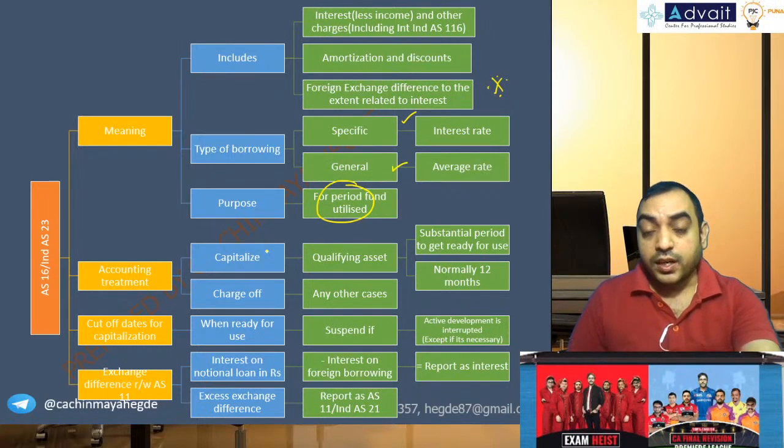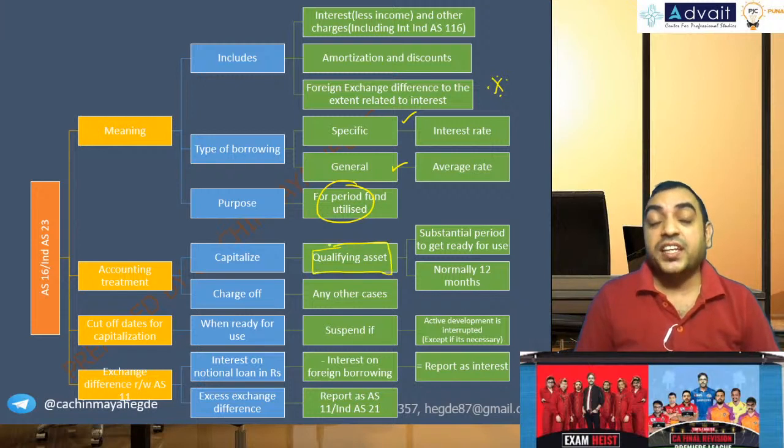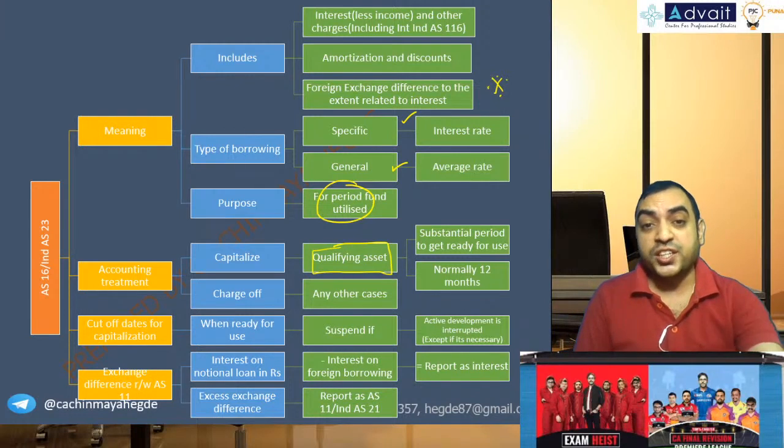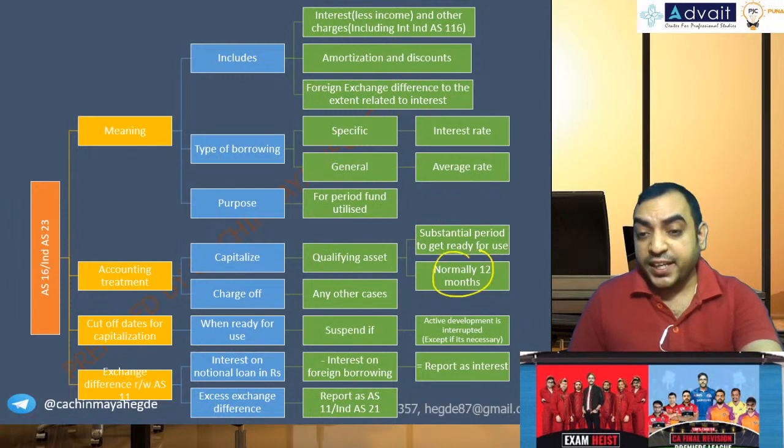Accounting treatment: it is capitalized provided the asset is a qualifying asset. It might be for the purpose of purchase of the asset, it might be for the purpose of construction of the asset, but the asset must be a qualifying asset. And what is a qualifying asset? One that takes a substantial period to get ready for use. Whether purchased or constructed, it should take a substantial period. And normally 12 months, not always.